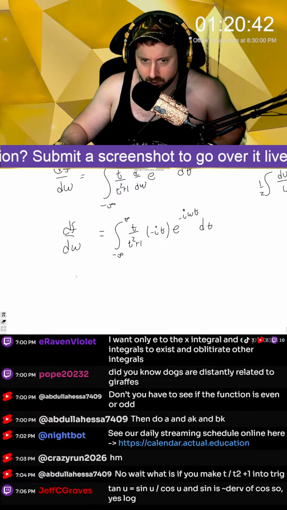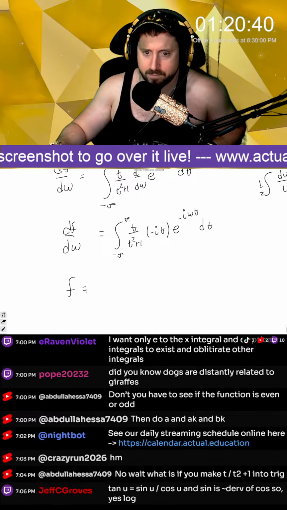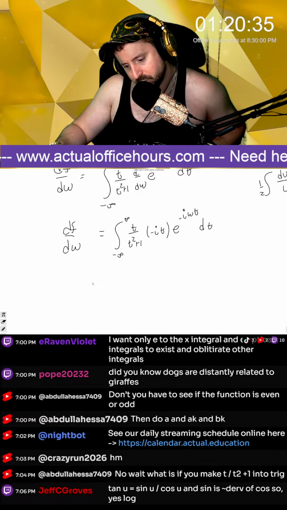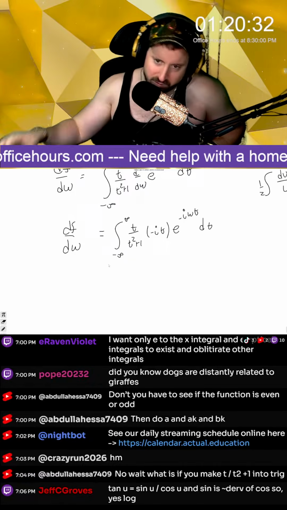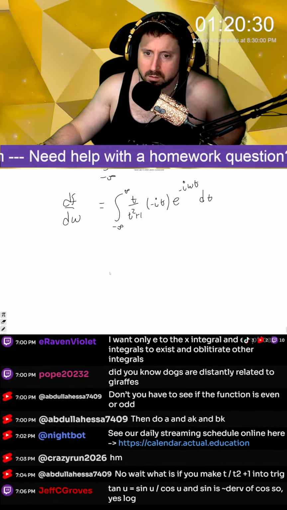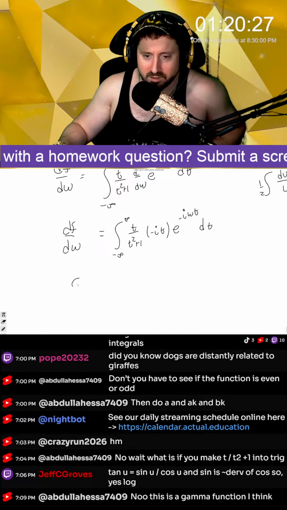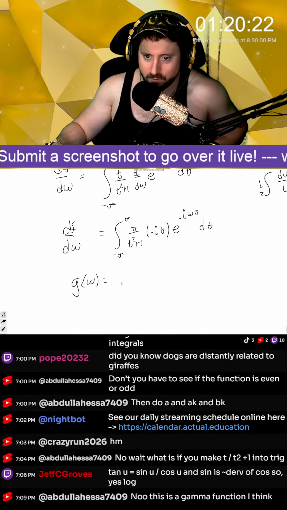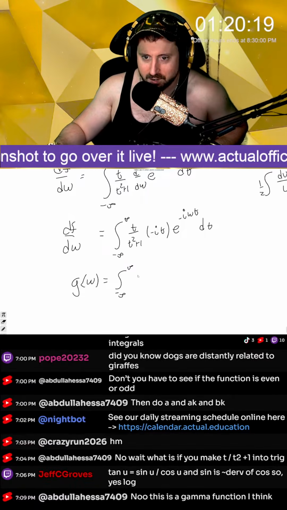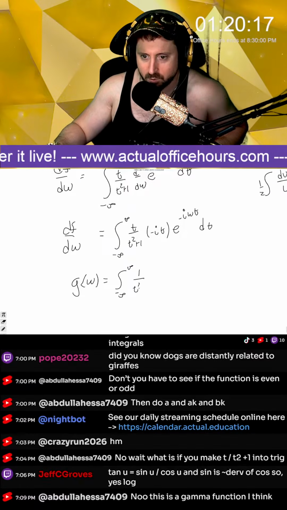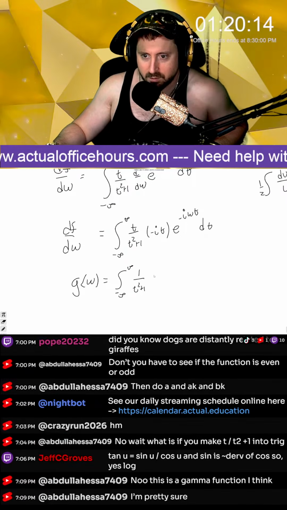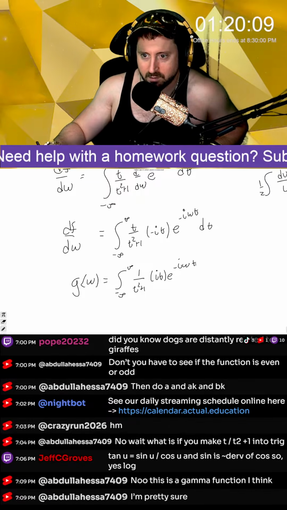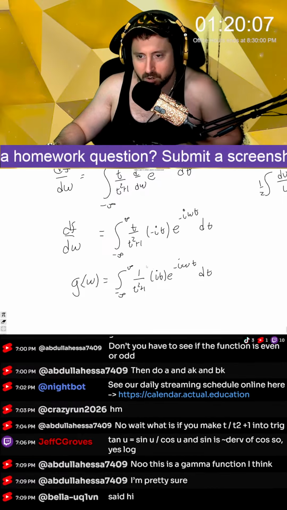Oh, okay. You're saying that, like, maybe g. This is a gamma function? I hope not. I don't think it is. All right. G of omega was the integral from negative infinity to infinity of 1 over t squared plus 1, right? Yes, times e to the negative I omega t dt. I don't think there was an it term. Sorry, there wasn't that. Yeah, you're right.